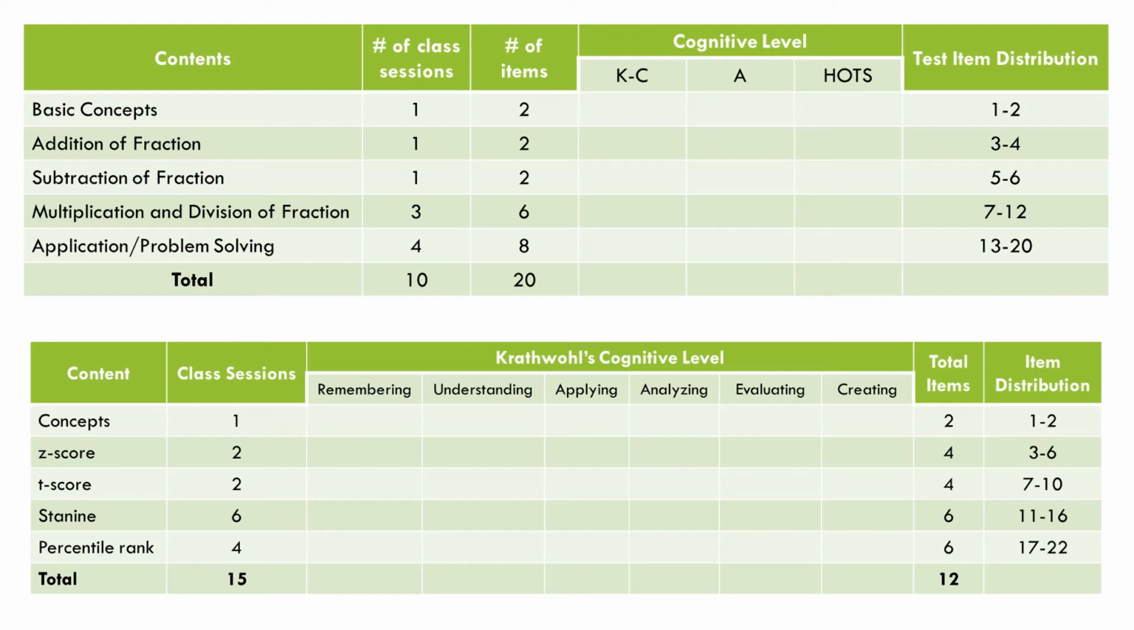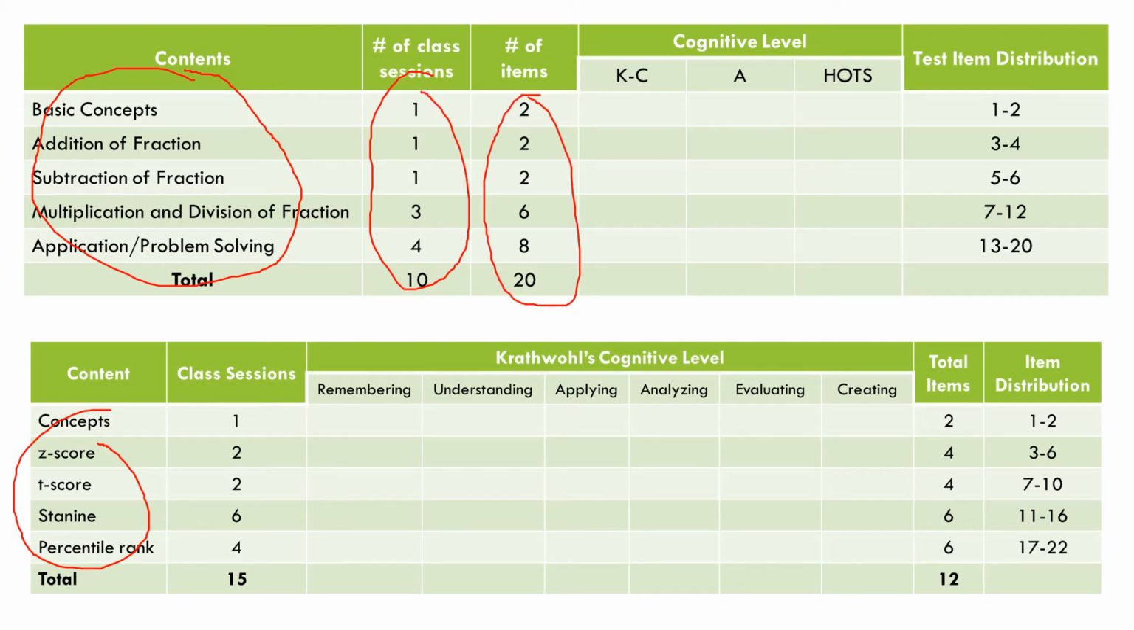The most important thing is that this part should be reflected: the content. And then the class sessions, these are very important, the number of items, and then additionally the cognitive level. And then your test item distribution. Those are the important parts.